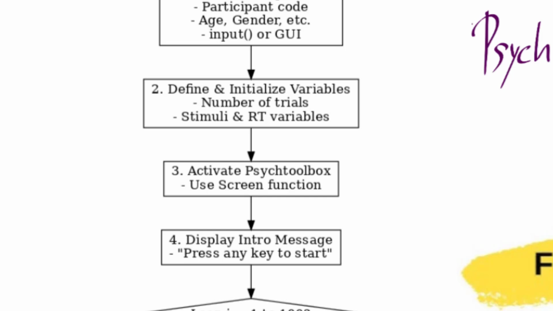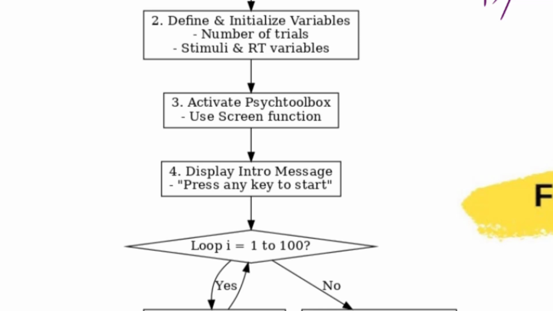In the third step, we need to hand over the control of the program to Psychtoolbox using a function called Screen, a function that I will discuss in detail later. And next, it is a good idea to display a fixed message at the beginning of the experiment. In this message, we instruct the participant to press a key, for example, whenever they're ready to start.